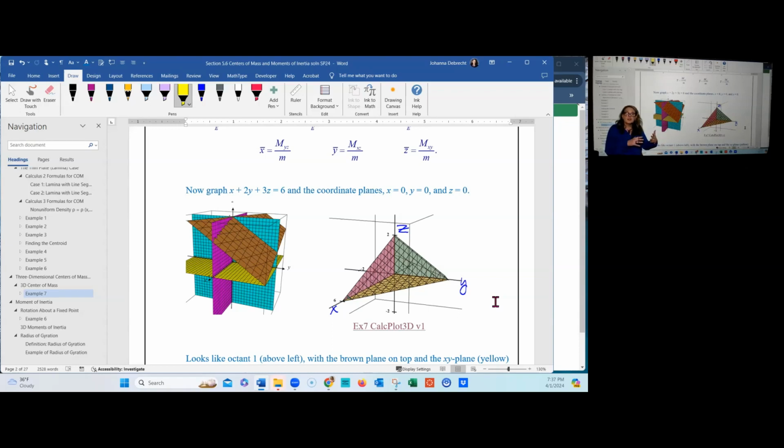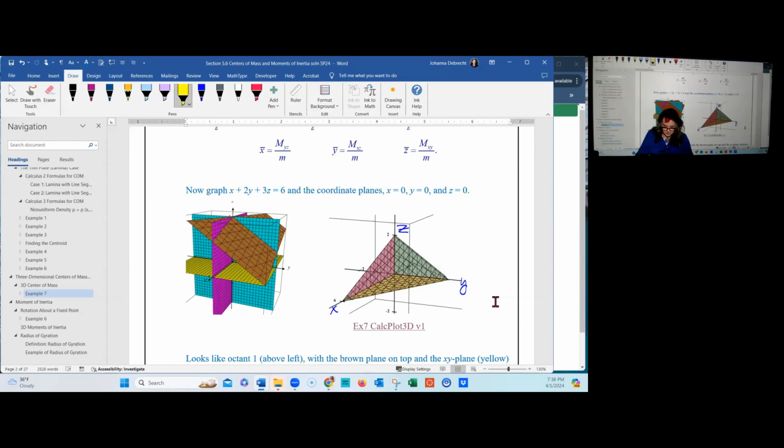Now the problem is we need to know what it looks like in the xy plane. So I need to know how this brown plane intersects the xy plane. I need to know what that looks like. So how do I find that out? Well, if I'm in the xy plane, then the value of z is 0. So if I take my equation up here and I replace z with 0, I get the equation x + 2y = 6. So that gives me the equation of a line. That line is the intersection of the brown plane with the yellow xy plane.